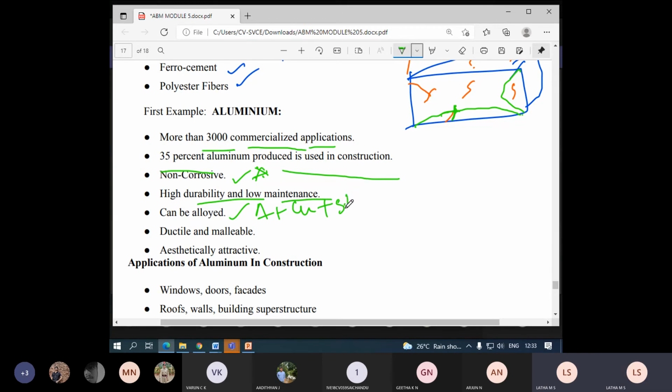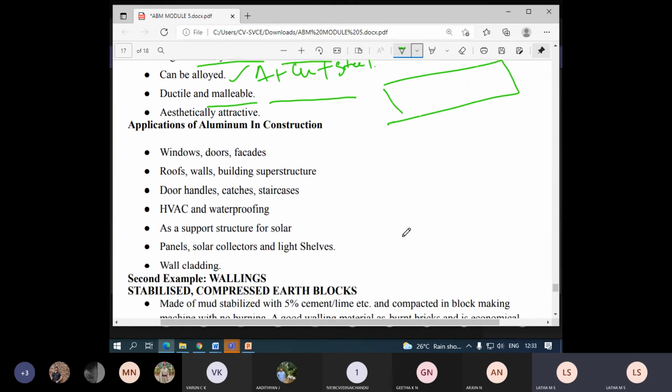We can do that. Ductile and malleable, it is malleable, that is it can be extended and it can be stretched. That is malleable. And application of aluminum in construction, when such a good material we have here, we are already using it.